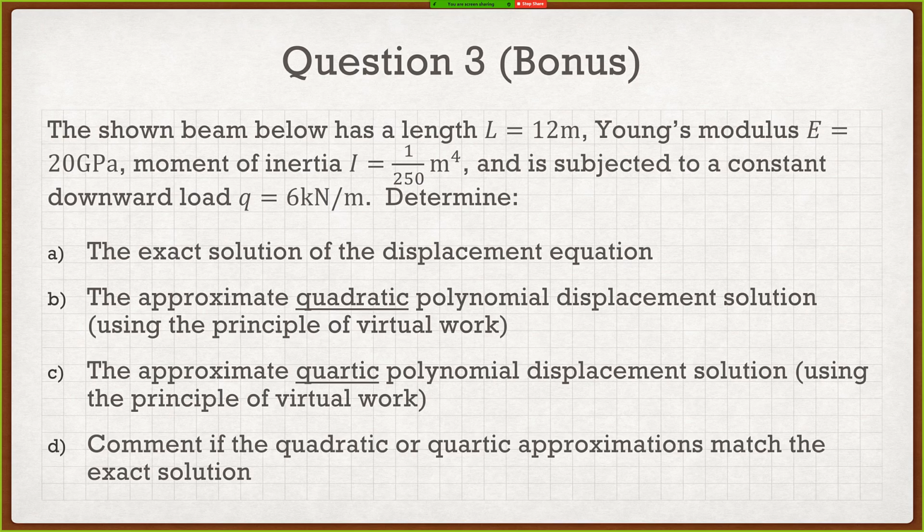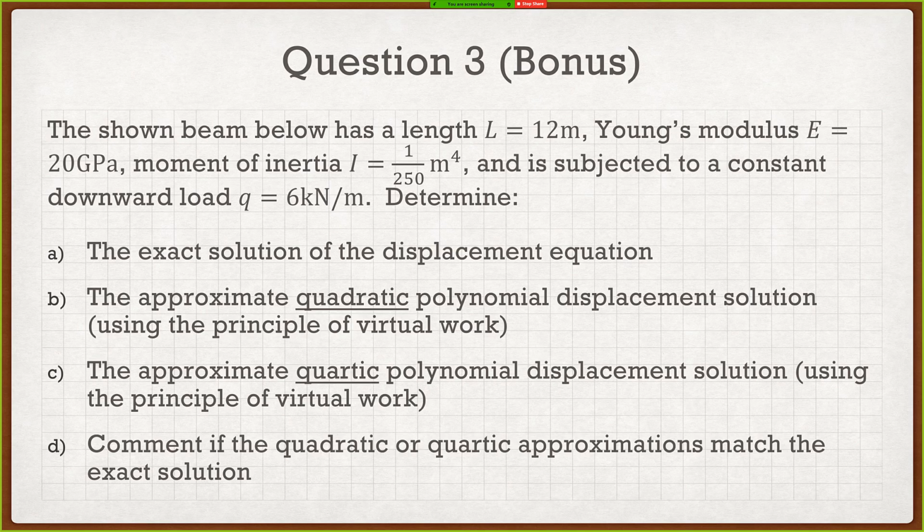It says, the shown beam below has a length L of 12 meters, Young's modulus E of 20 GPa, moment of inertia I equal to 1 over 250 meters to the 4th, and is subjected to a constant downward load Q of 6 kilonewtons per meter. And it wants us to determine 4 different things. Before we go any further, I don't have the illustration, but this is a simply supported beam. I'm going to make that clear. It's a simply supported beam.